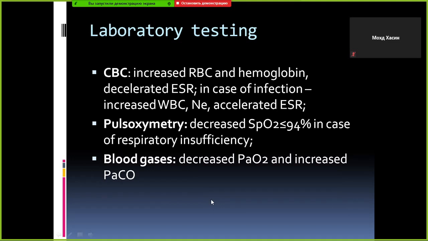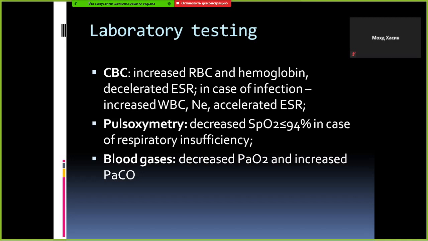Laboratory testing. In case of COPD, we need a complete blood count. In this case, we will detect increased red blood cells and hemoglobin and deceleration of erythrocyte sedimentation rate. This will be a symptom of hypoxemia. In case of bacterial infection, white blood cells will be increased, neutrophils may show a left shift, and erythrocyte sedimentation rate will be accelerated. If we perform pulse oximetry, we will detect decreased saturation of hemoglobin by oxygen, less than 94% in case of respiratory insufficiency.